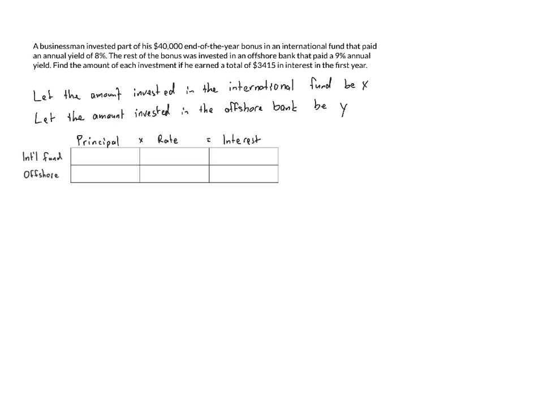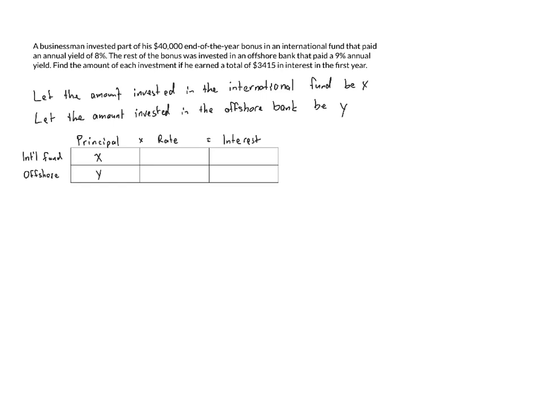And we're going to want to fill in all of the cells in this table. So let's start with the international fund. Do we know the principal, the amount that was invested in the international fund? Well, that was an unknown, and so we decided that that would be X. So we're going to put X here. Similarly, with the offshore fund, we didn't know what the principal was. That was an unknown quantity, so we decided to represent that with Y. So we're going to put Y here.